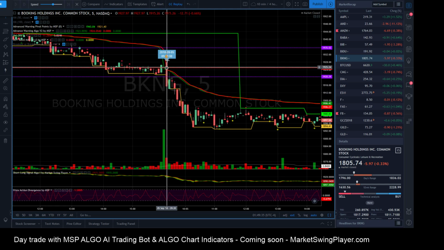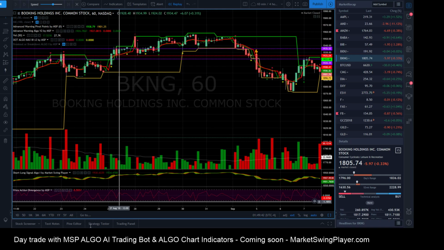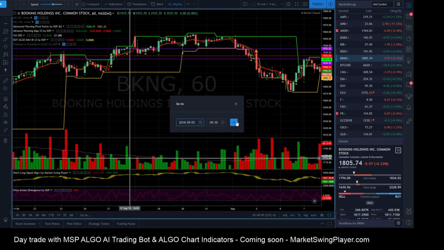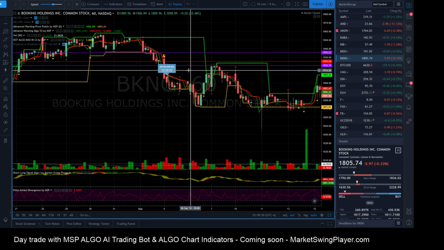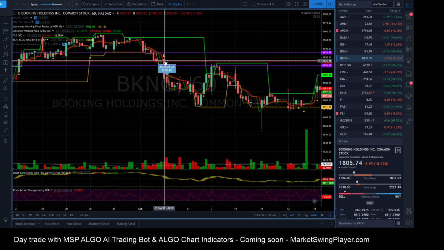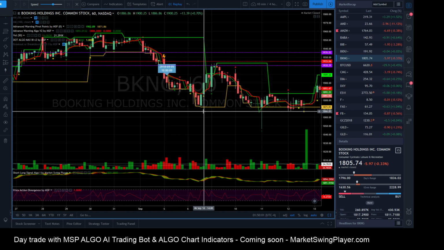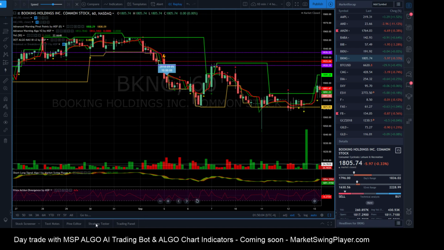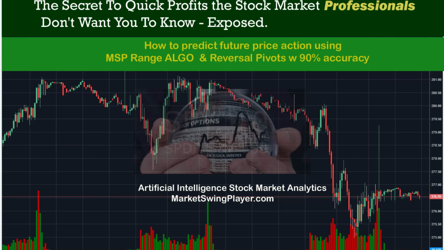And it looked like it did make that breakout attempt. It was hard to tell because on the 60, it looked like it just dropped right away, but it didn't. It took a little bit of time, 10 minutes or so, and then it dropped. So that short from this point of that reversal pivot inside that MSP range algo is 1925 to 1872, okay? So that is what this is about.